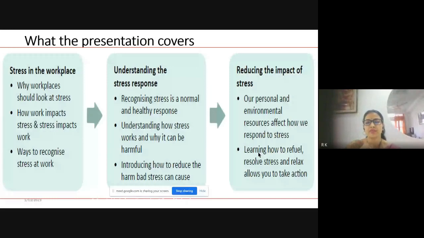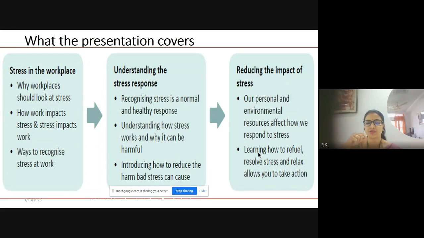And then the second half, I will be covering understanding the stress response. Recognizing that stress is a normal and healthy response. Okay, that pressure is coming. Tomorrow I have inspection. Tomorrow I have somebody to come. Auditing is going to happen. Yes, I do recognize the stress, but understanding the stress, how it works, and why it can be harmful, that also I need to understand.